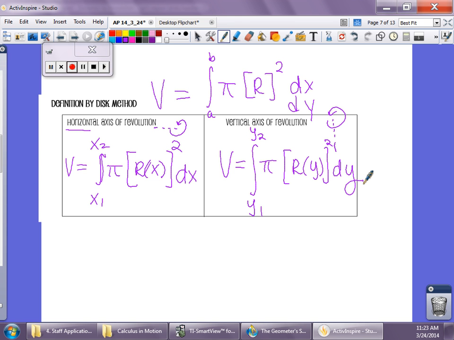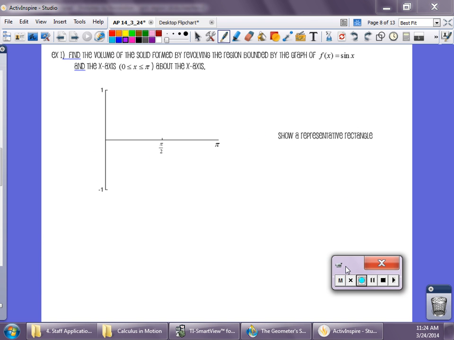You've already done it. I'm just being very specific to say I want to make sure you remember these should all be x's in here, and these should all be y's in here. Okay? So now let's revolve some things. Sketch the function. I believe it's sine of x.